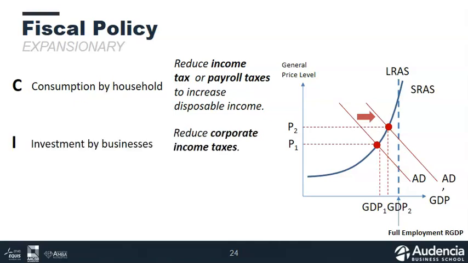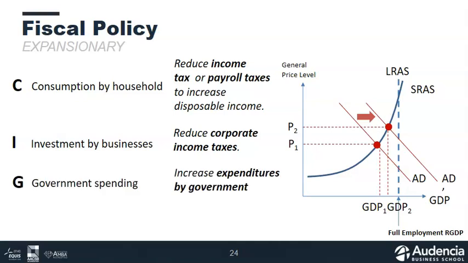The second way we do this is through stimulating expenditures by businesses, or investment. How do we do that? We can reduce the corporate income tax rate. If corporations have to pay less taxes, they can also spend more money on machines and whatnot. And lastly, government spending. This is a direct impact on the goods and services. As we saw, governments are buying goods and services all the time. And so if they increase their expenditures, they're going to push demand outwards.